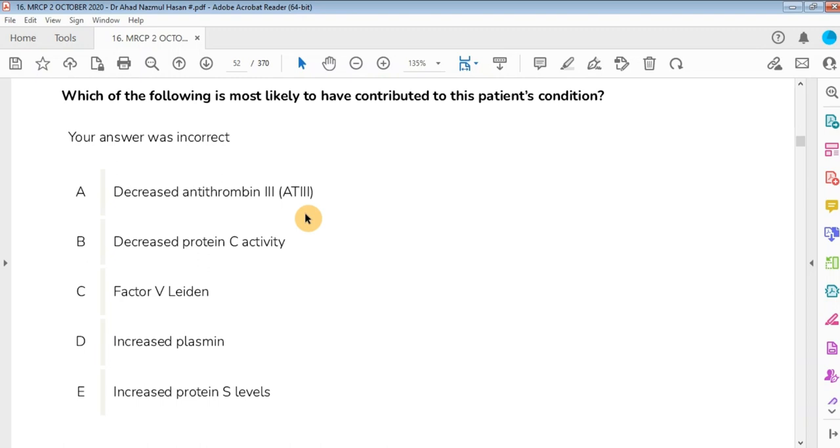Which of the following is most likely to have contributed to this patient's condition? A, decreased antithrombin 3. B, decreased protein C activity. C, factor 5 Leiden. D, increased plasmin. E, increased protein S levels.